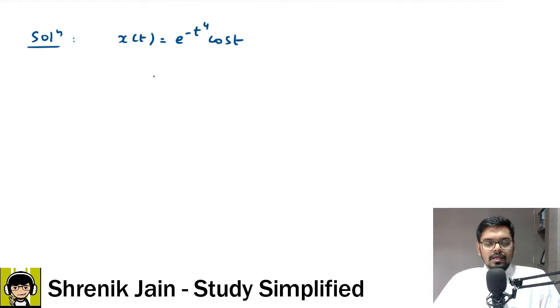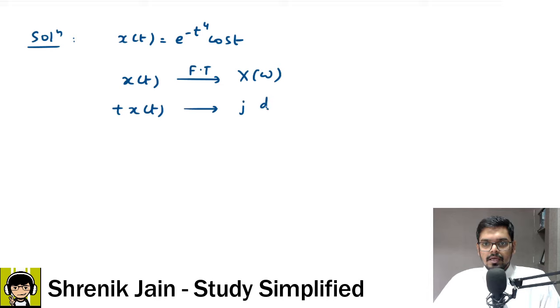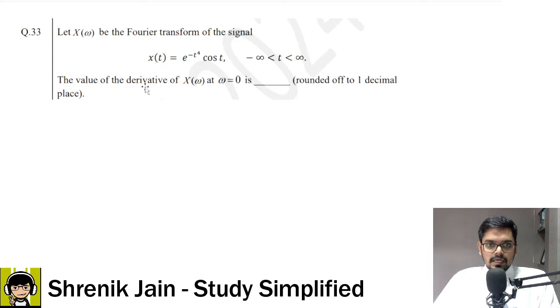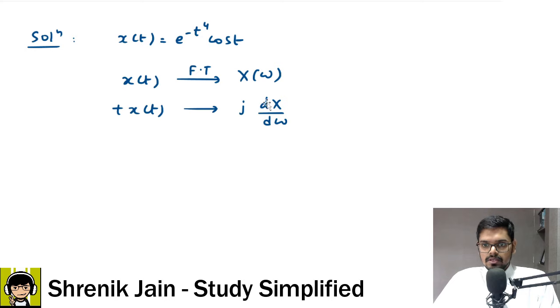And you should know, in the Fourier transform, x of t, if I take Fourier transform of that, it becomes capital X of omega. If I multiply with the t, what happens in the Fourier transform? Differentiation. So j into dX by d omega. This is what happens, right? Now they need the derivative of X at omega is 0. So the derivative of X, this they need.